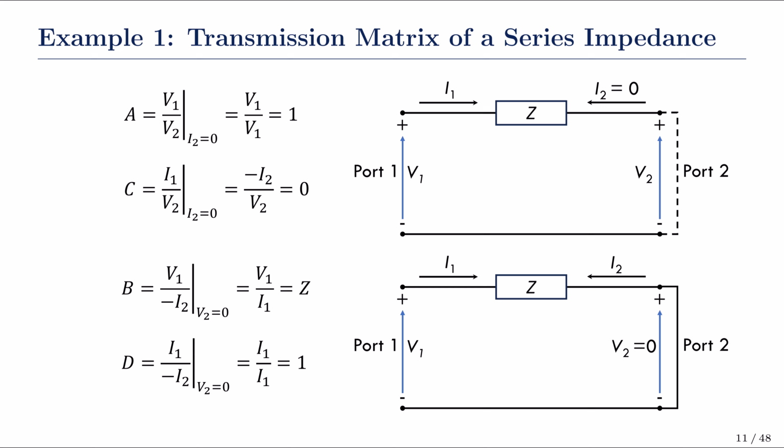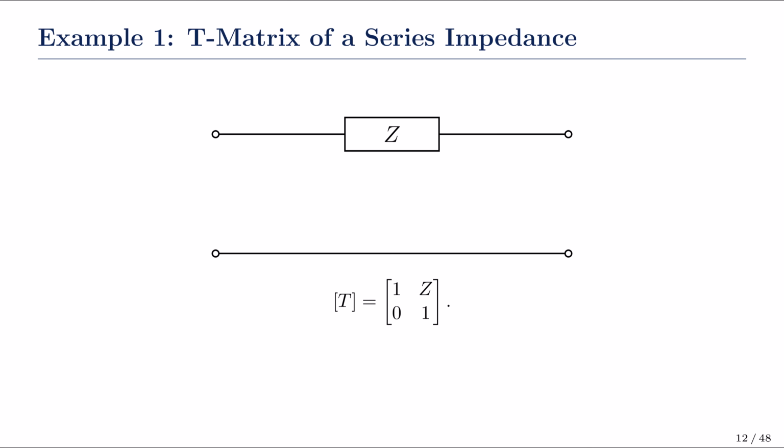Using the transmission equations, the voltage at port 1 is related to the voltage at port 2 by the voltage drop across Z, while the current is unchanged through the series element. Comparing these relations with the ABCD definition gives A equal to 1, B equal to Z, C equal to 0, and D equal to 1.